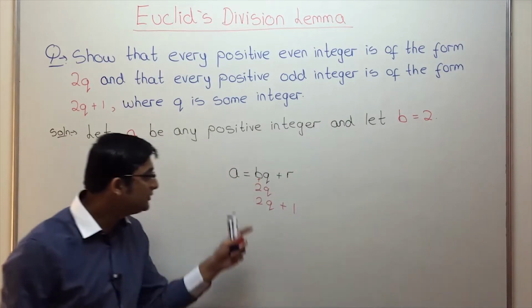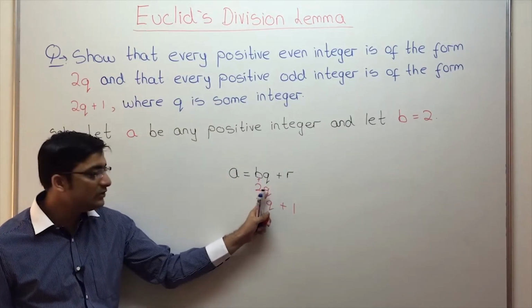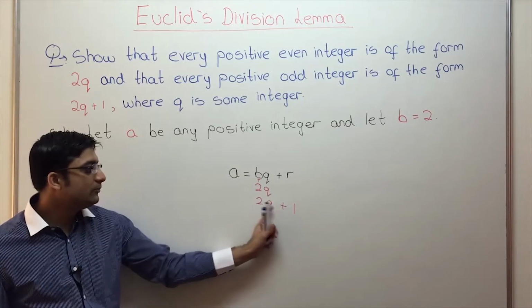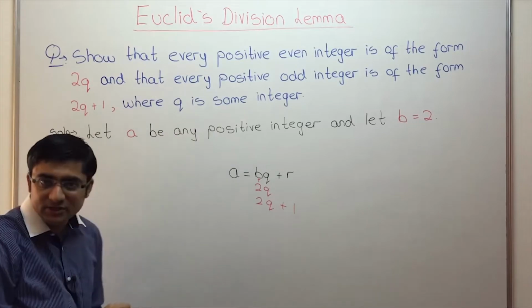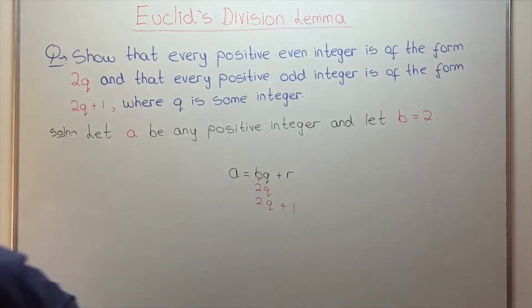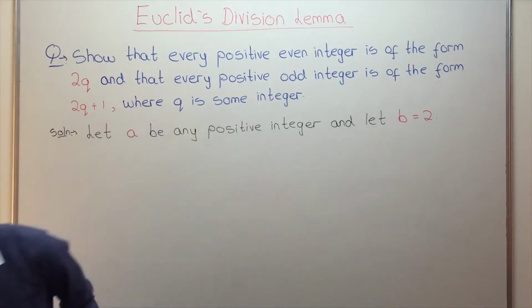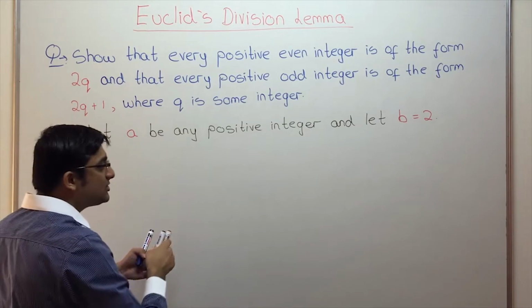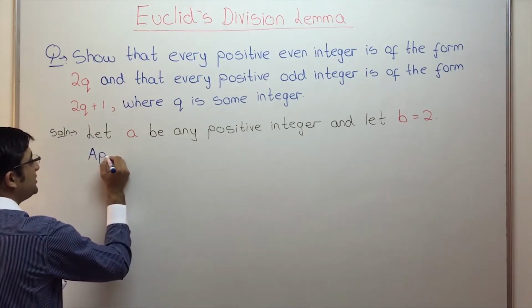Why did I take b as 2? If you compare what you have to prove with this, what is b? Coefficient of q. So here 2, here 2. So bq plus r, so b is equal to 2. So let a be any positive integer and let b is equal to 2. Now let's apply the Euclid's division lemma. Then write over here, applying Euclid's division lemma.